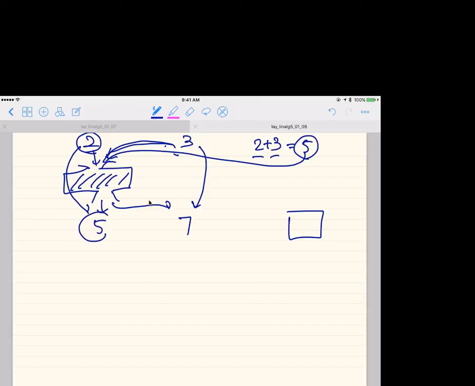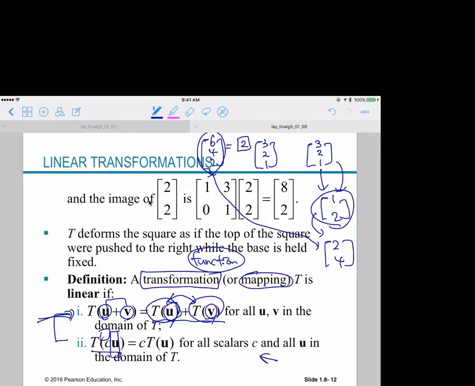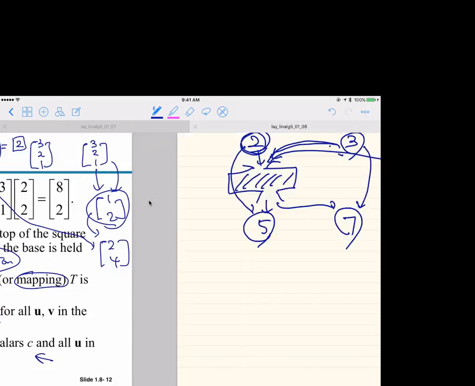The result should be the addition of these two individual function outputs. So it should be 12. So this function is satisfying this kind of relationship for any of the two input values, or input vectors. If it is always true, then it's satisfying the first condition. And then what about the second condition?